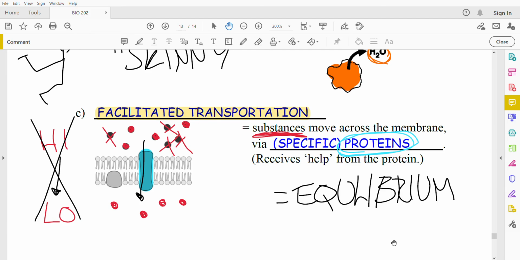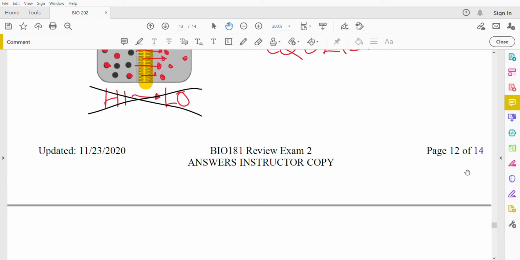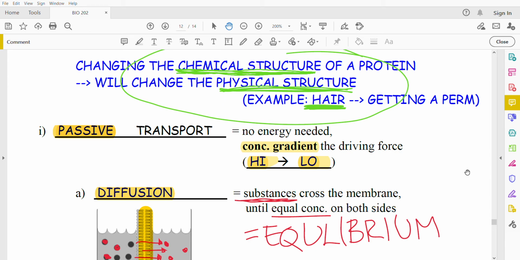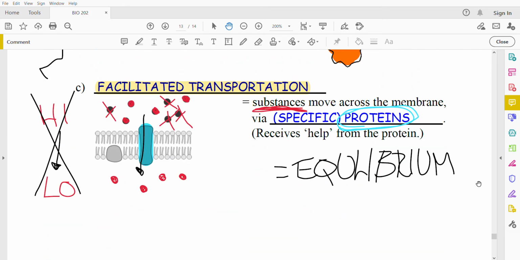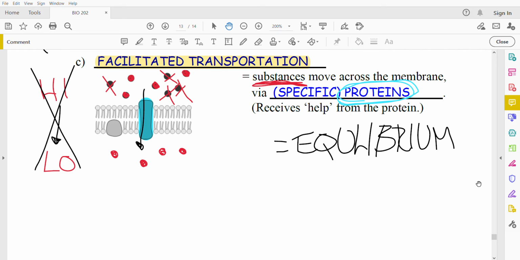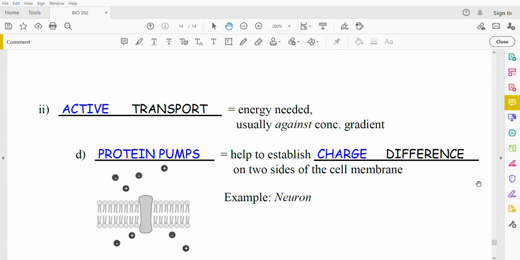However, no energy investment. This is still an example of our passive transport, where it's this concentration gradient that was the main driving force. So those are our examples of passive transport. And the two last examples that I want to discuss with you are going to be examples of active transport. So here, energy is now spent to move substances against their normal concentration gradient.